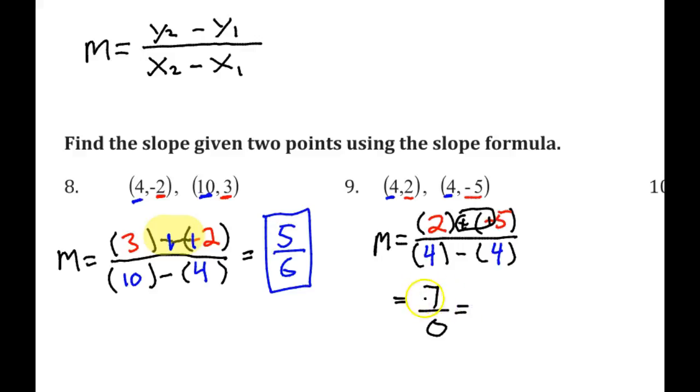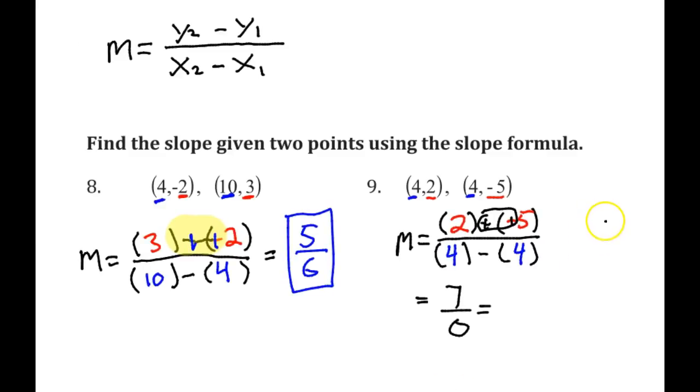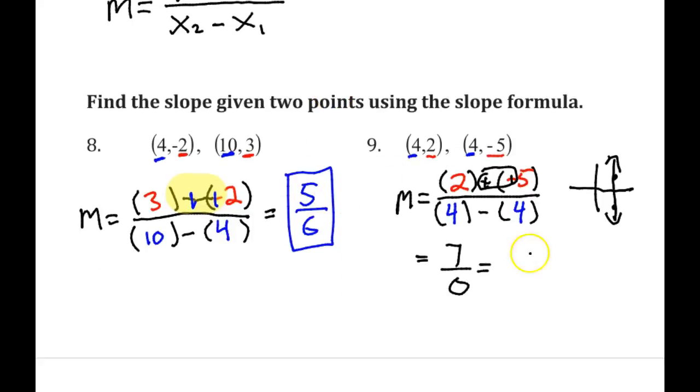Okay, now, some number divided by 0, does that equal 0? Does it equal 7? Does it equal undefined? What does that equal? If you can't quite remember what that equals, maybe make a sketch of the two coordinates. So 4 comma 2 would be right about here, and 4 comma negative 5 would be right about here. And you can see that's going to be a vertical line. And as long as you earlier are able to remember a vertical line is undefined, you'll know down here that when the zero's on the bottom, that equals undefined.